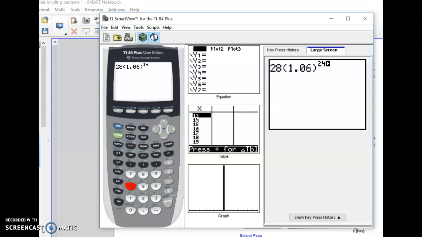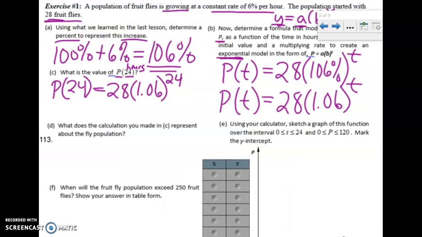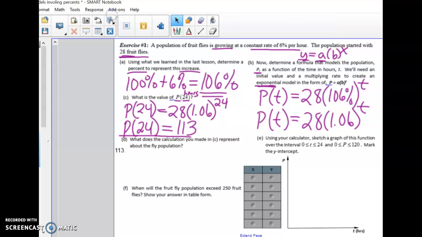If we started at 28 fruit flies, we're going to have 113 of those little bugs flying around our gross fruit. So P(24) equals 113. Now, what does that represent? A lot of people don't kind of understand that language, that math language, so I've written it out for you. There you go.